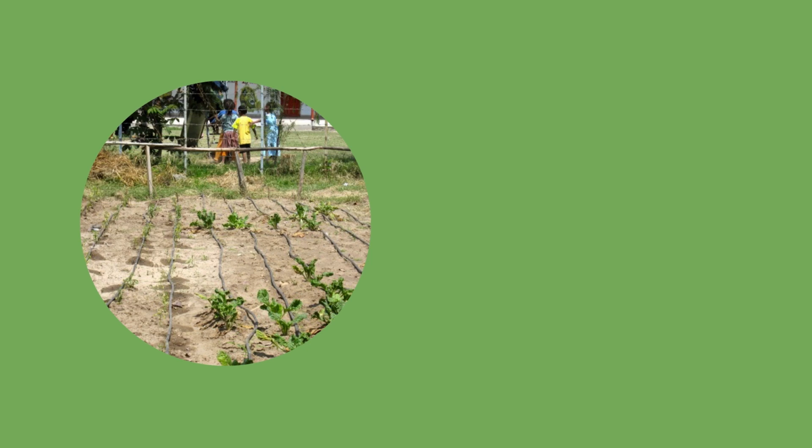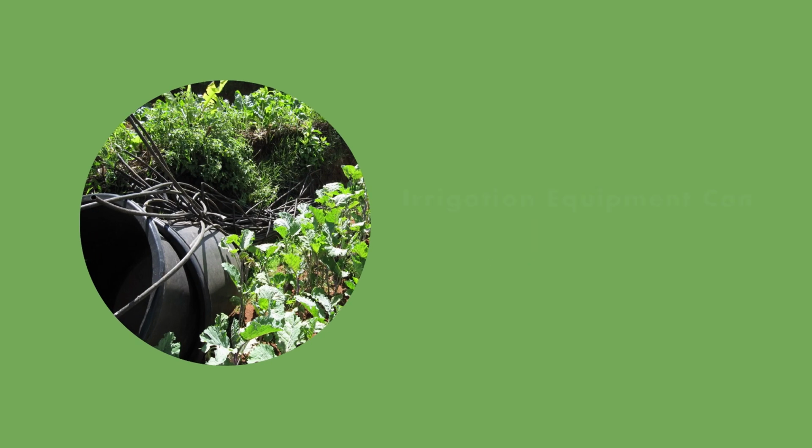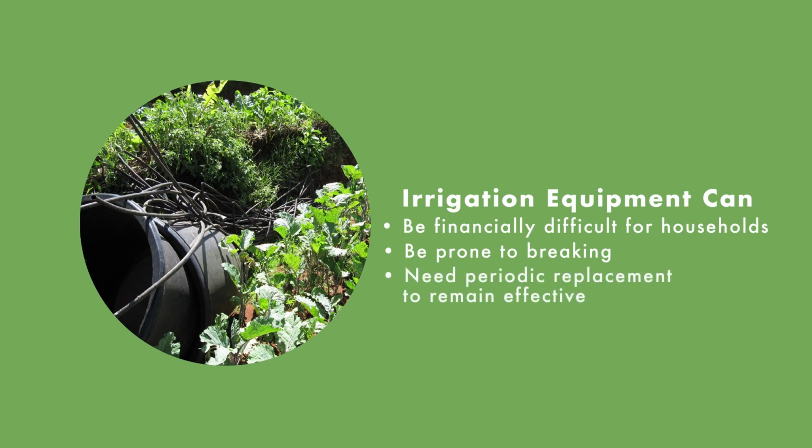However, water from these sources may or may not be reliable throughout the year, accessible to all households, and of decent quality. In addition, irrigation equipment can be financially difficult for many households, prone to breaking, and needs periodic replacement to remain effective. This means it is often not a viable option for many households after a project cycle ends. As a result, we often see technical inputs provided by projects abandoned and not replaced.